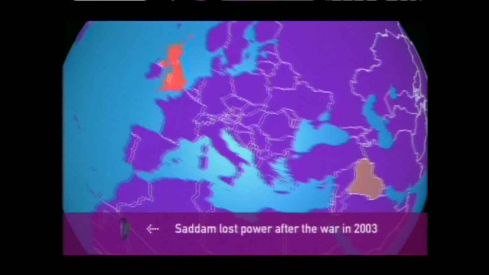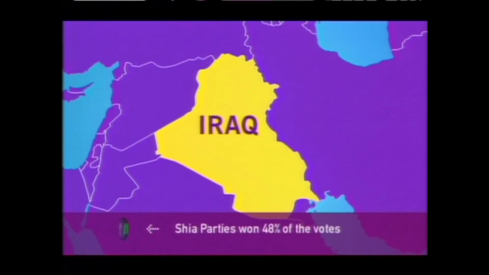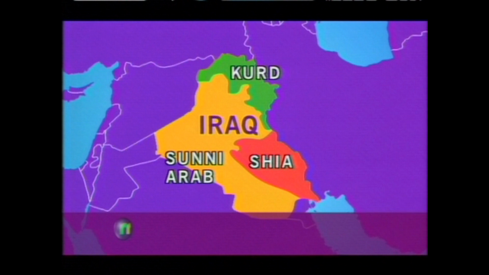The biggest winner in the election was a group of mostly Shia candidates who won nearly half of the votes. Shias are the largest group in Iraq's population and live mainly in the east of the country. Kurdish parties came second with a quarter of the votes. They mainly live in the north. But in the centre of the country, many people didn't vote at all. That's because it's an area dominated by Sunni Arabs, many of whom decided to ignore the elections.